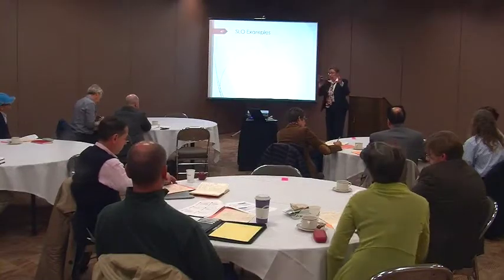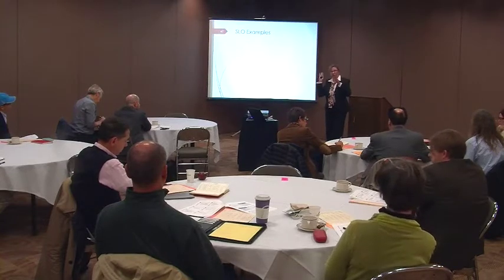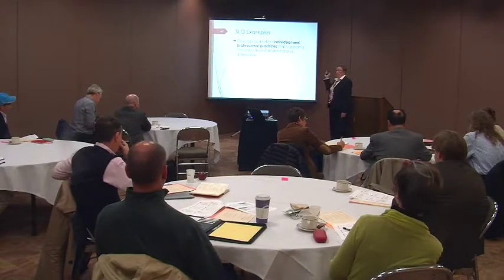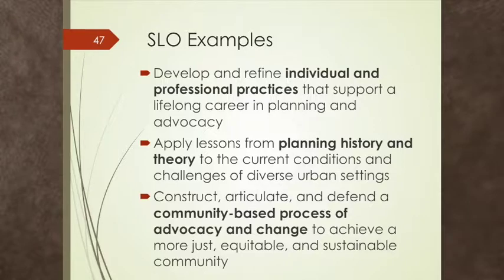Let me show you some examples. These are actually examples of ones that I've been working on with programs in planning around the country. I'm going to show you the high level outcome. For each of these, there were between 3 and 7 sub-outcomes that really are the things that you can measure. These aren't very measurable, and you'll see why in just a second, because they have multiple prongs to them. But: develop and refine individual and professional practices that support a lifelong career in planning and advocacy. That's to prepare you to be a successful planner for the whole time of your career.